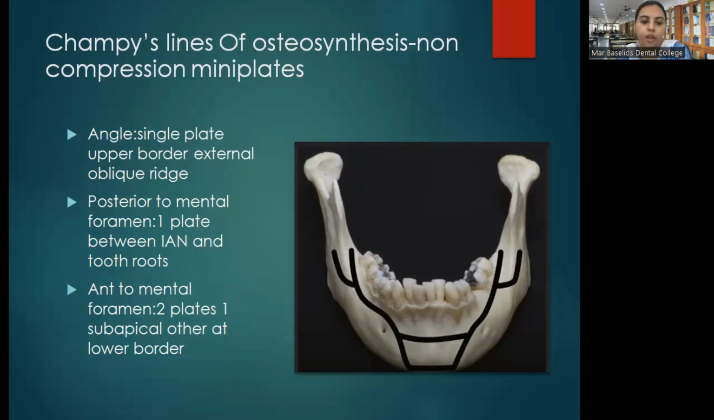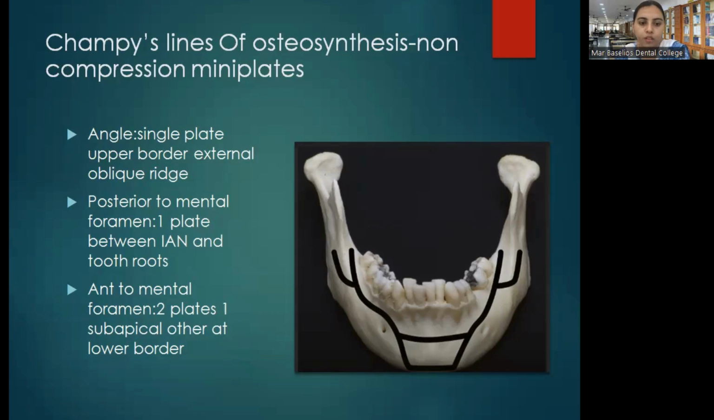And anterior to the mental foramen, you need to give two plates. That is, one is subapical and the other at the lower border. So in the symphysis region, or anterior to the mental foramen, we need to give two plates for stabilization. While in the angle region, we can give a single plate on the upper border according to Champy's lines.